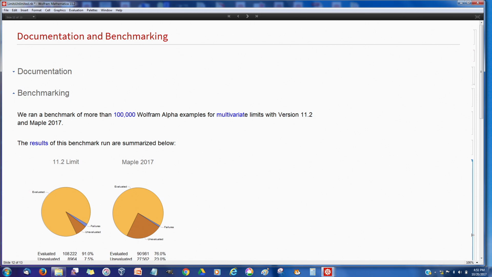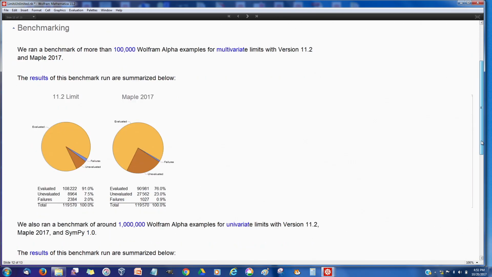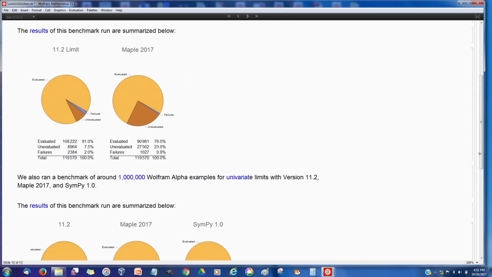That took some time, but it turns out that we actually do 91%, which is what Adam mentioned, and Maple does 76% of that benchmark, which is quite good proof that we have done a pretty complete job on the multivariate side.